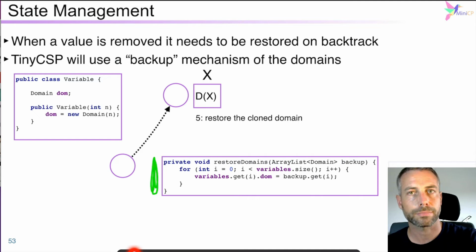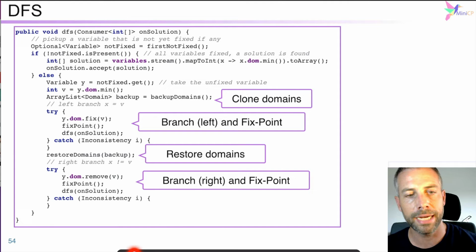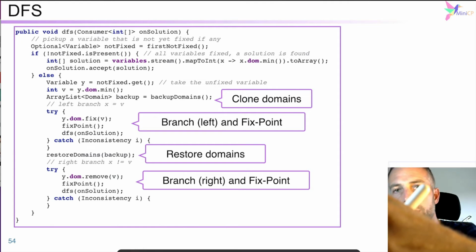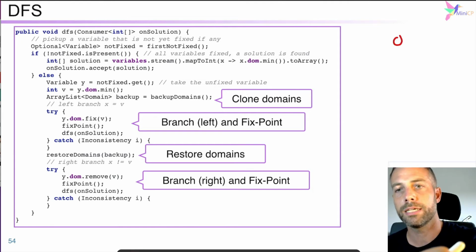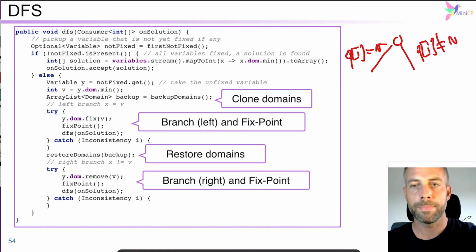Now the DFS. How is the depth first search implemented inside TinyCSP? So the branching that we will do is not the same as the one that we did for the n-queens so far. We will do a binary branching. So we will have a branching of this type. We will take a queen and we will say it's equal to some value on the left and it should be different from that value on the right. Okay, that's a binary branching.